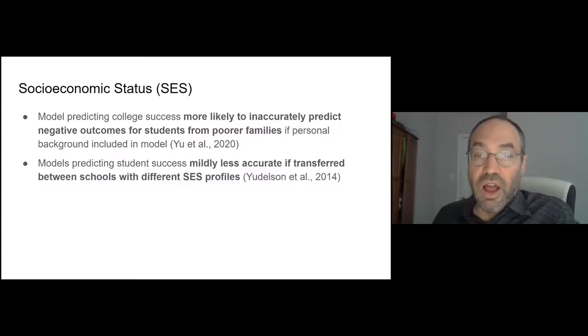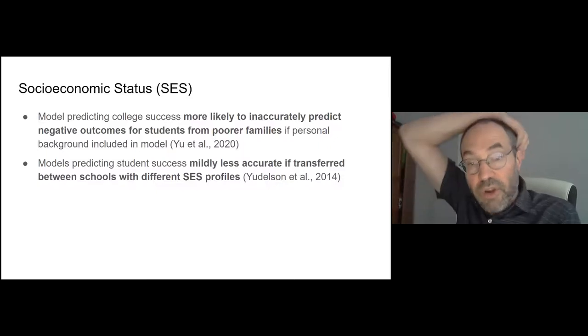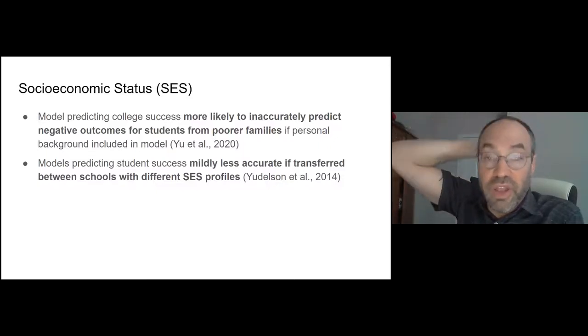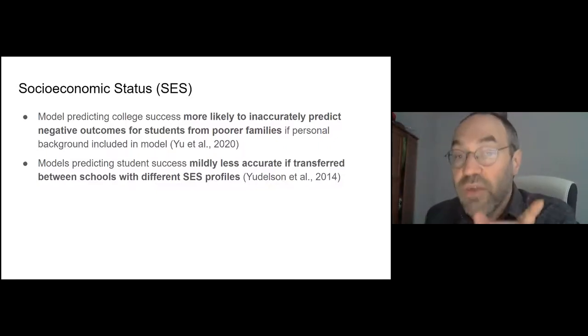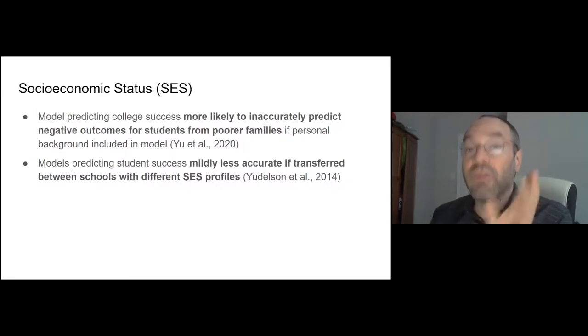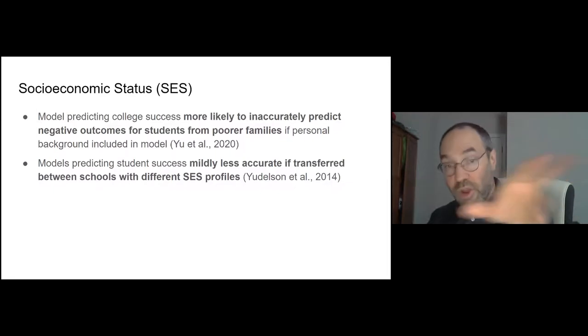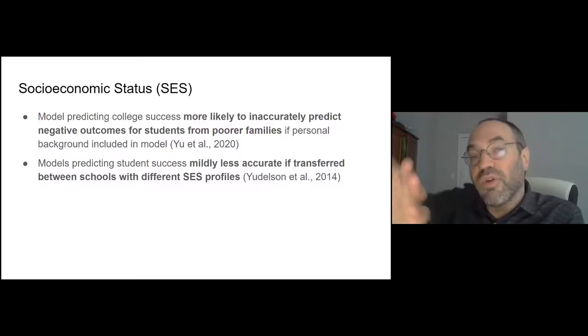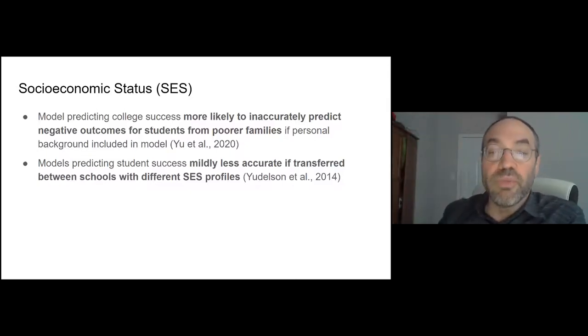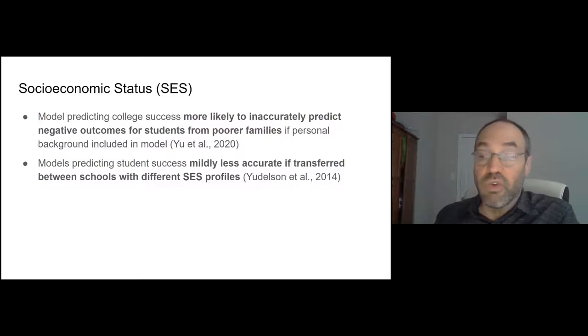Socioeconomic status. You and colleagues found that models predicting college success are more likely to inaccurately predict negative outcomes for students from poor families if you put the personal background in the model. A lot of times people think if you put the demographic variables in the model, it'll make it better. But you have a lot of these; I hope you've been noticing this across these slides. There are a lot of examples where it actually makes the models worse. And Udelson and colleagues found one of those ambiguous results, where models predicting student success were less accurate, but not that much less accurate, if they were transferred between schools with different socioeconomic status profiles.